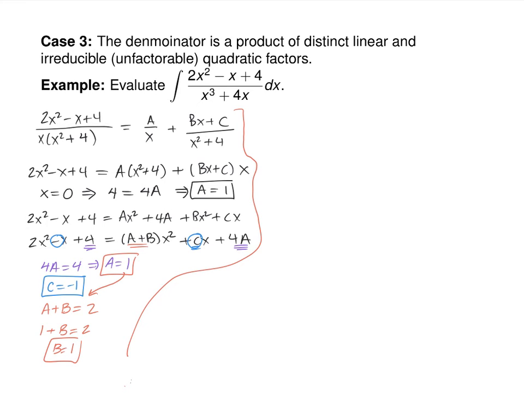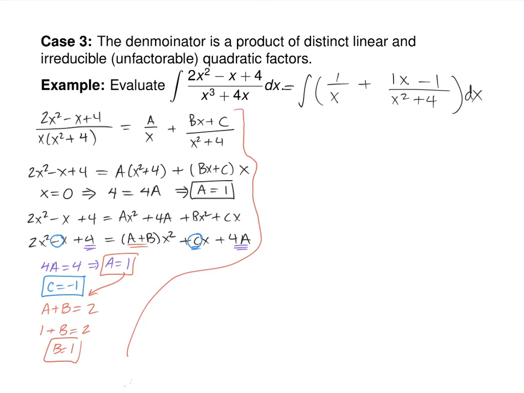So that's equal to the integral of 1 over x, right, plus 1x minus 1 over x squared plus 4. Does everybody copy everything down correctly? Okay. Can you do the first one? ln, yep, of absolute value x. Can you do the second one with the plain old u substitution?